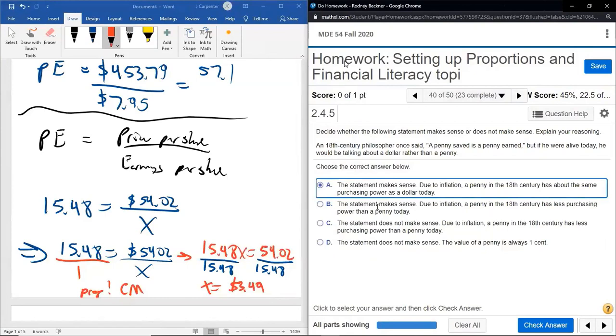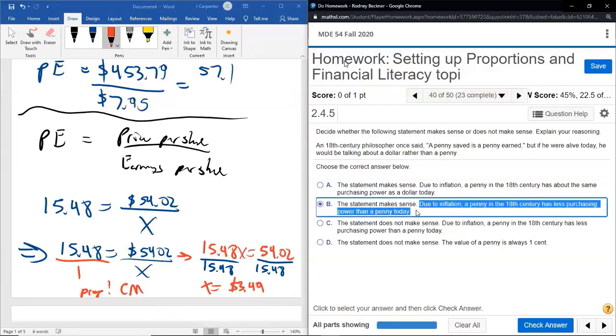They're meant to make you think, and a lot of them are designed so that it seems like two answers could be right. So the statement makes sense. Due to inflation, a penny in the 18th century has less purchasing power than a penny today. Now, this statement that I'm highlighting is accurate. Due to inflation, a penny in the 18th century, which might have bought you a loaf of bread or something like that, is going to have way less purchasing power than it would today.